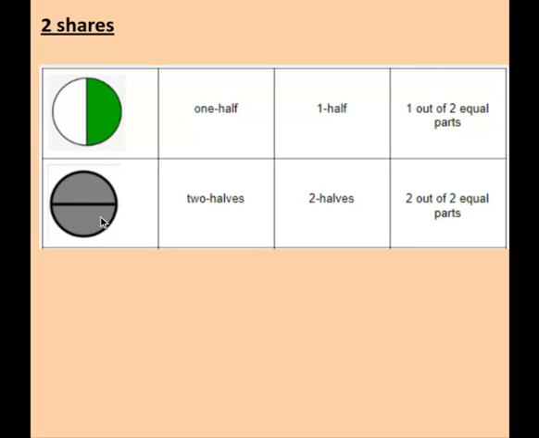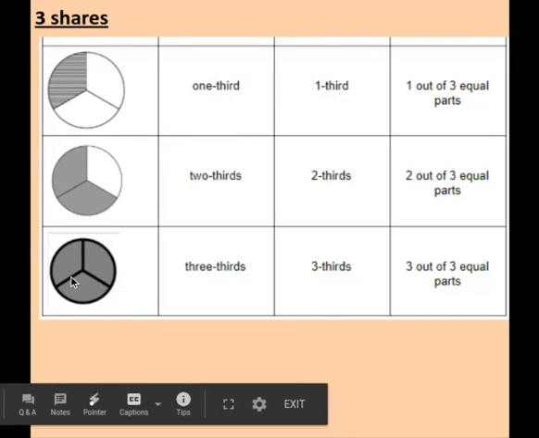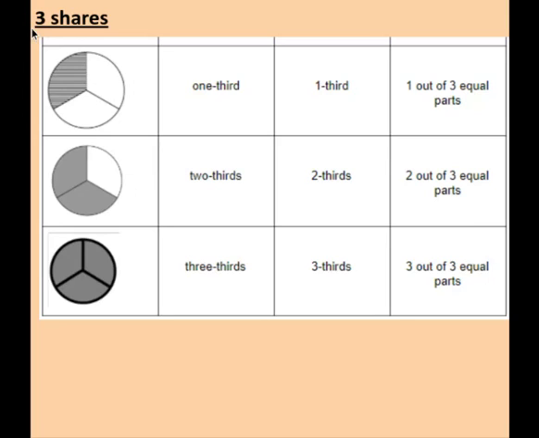If I'm looking at both of my halves colored in, both of my shares, I could say it's 2/2 or 2 out of 2 equal parts. If I'm looking at a circle that's divided into 3 shares and only one of my shares is colored in, I could say that's 1/3 or 1 out of the 1, 2, 3 parts.